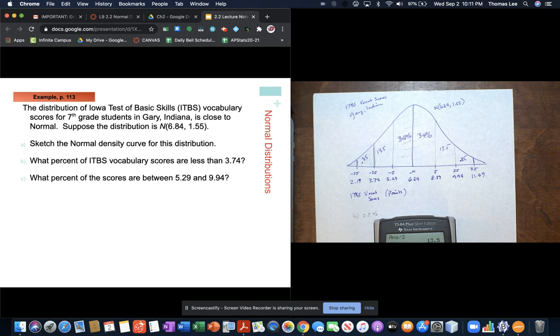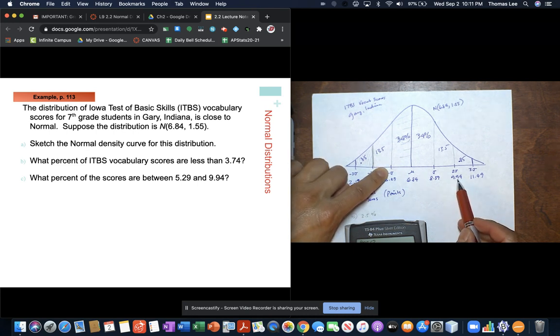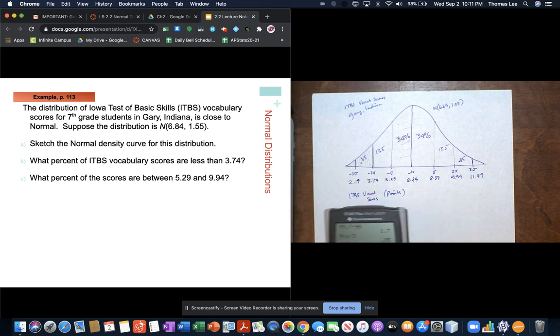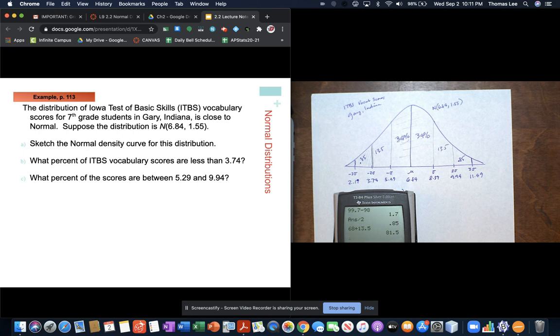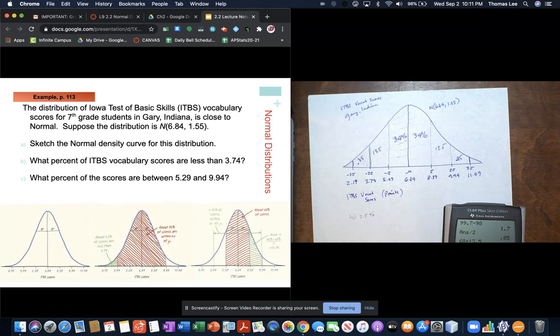Question C says, what percent of the scores are between 5.29 and 9.94? So here's 5.29, here's 9.94. So we know that we have 68, and then 68 plus 13.5, right? That's 81.5. So your answer to C would be 81.5% of the scores are between 5.29 and 9.94. Okay. Next slide. So those are using the approximated model, the 68, 95, the empirical rule.